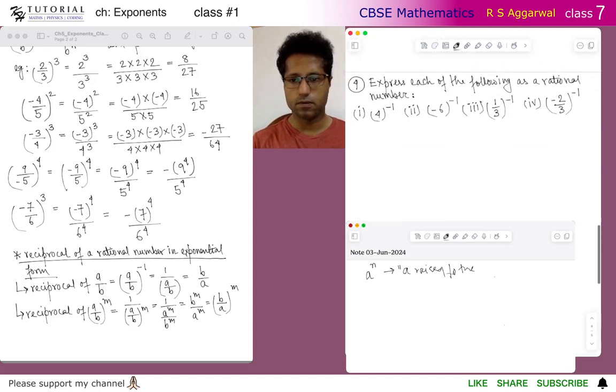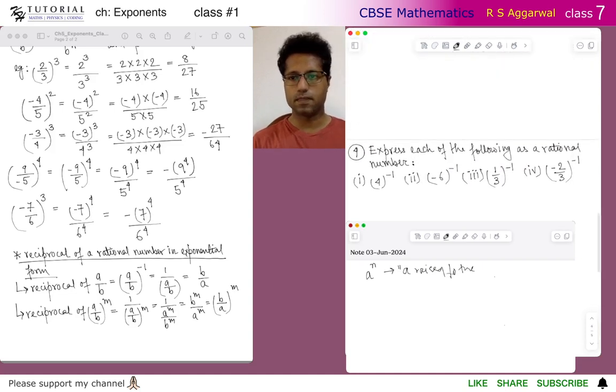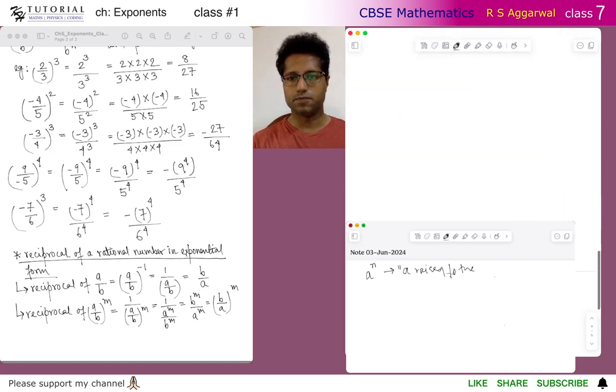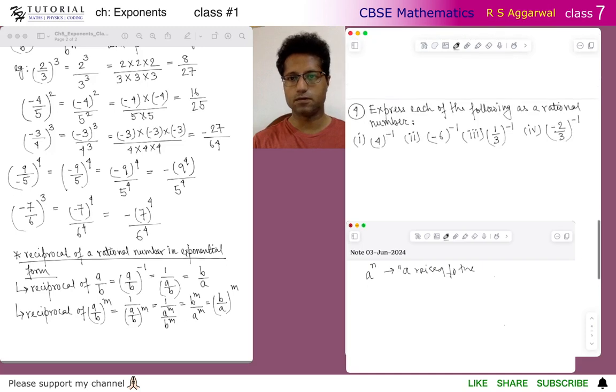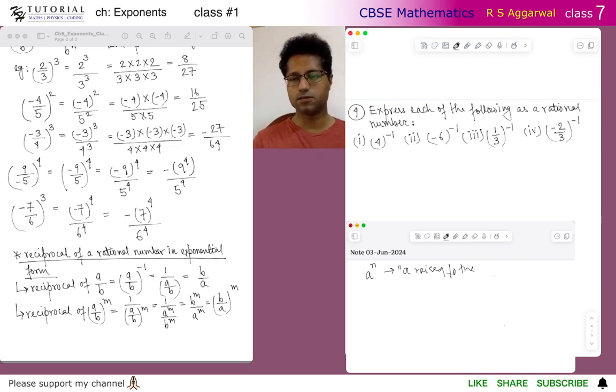Okay, I have how many questions left? Okay, question number 4. Express each of the following as a rational number. You can take a screenshot. So, we are given some powers of minus 1. Power minus 1 means it is the reciprocal of the rational number. So, 1, we are given the reciprocal of 4.